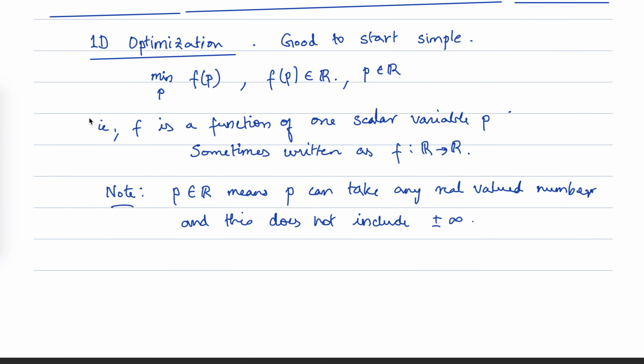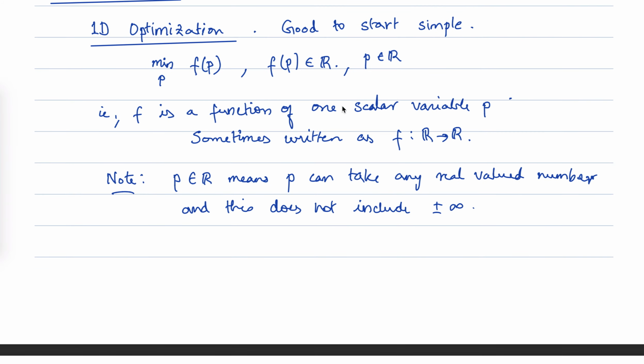Okay, so for this video let's just look at high-level ideas and terminology related to optimization. And a good place to start is the one-dimensional optimization problem, where we are trying to minimize f of p, where f of p is a real number, and p is also a real number, right? P is a one-dimensional real number. F is a function of one scalar variable p.